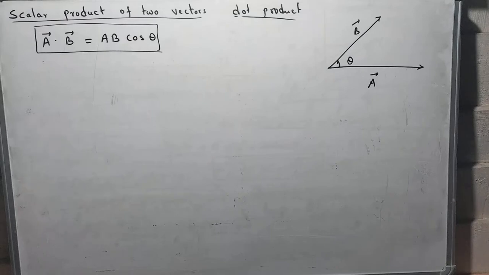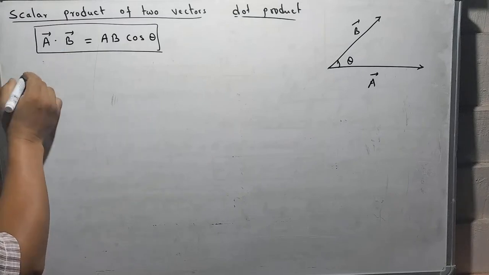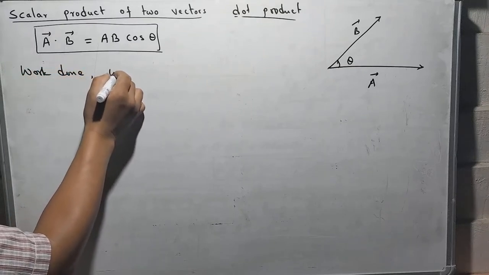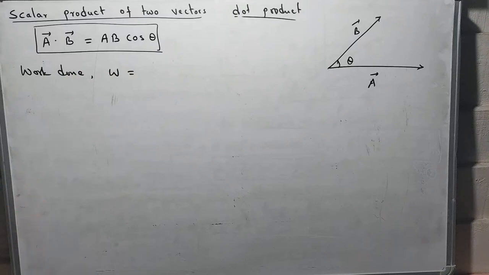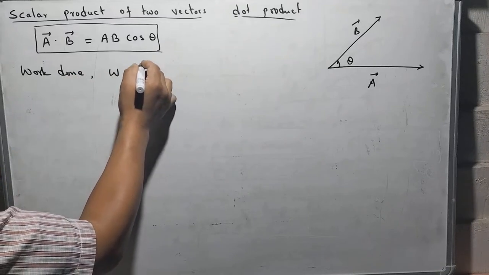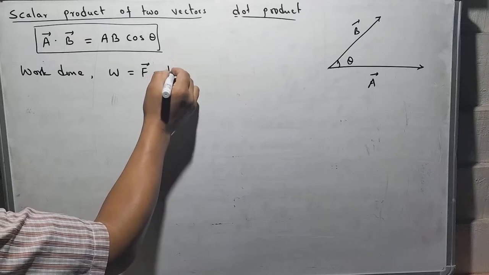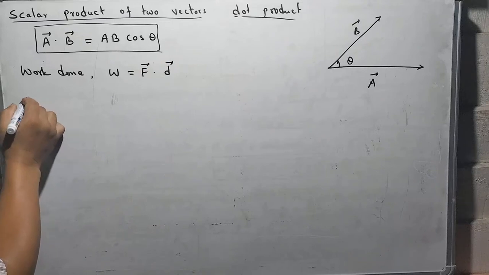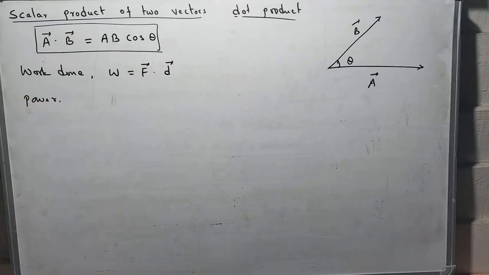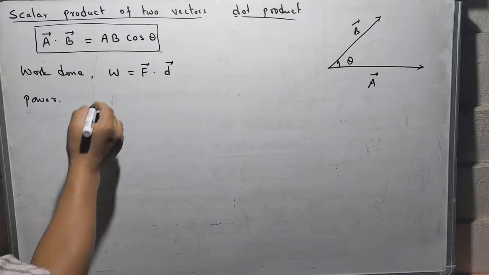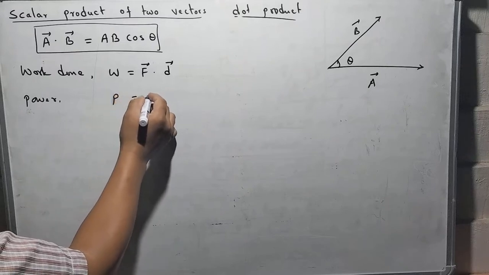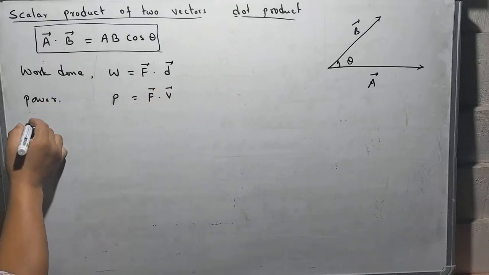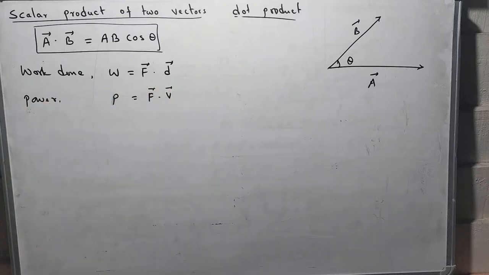Okay. An example of scalar product is work done. Work done, that is W, is equal to the scalar product of force and displacement. Another example of scalar product is power. Power is the scalar product of force and velocity. Okay, and so on. We have so many examples of scalar product.